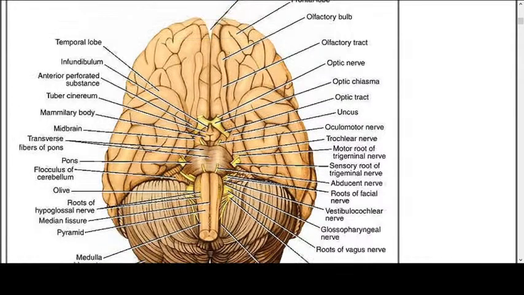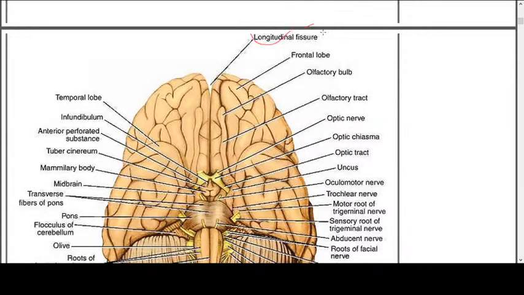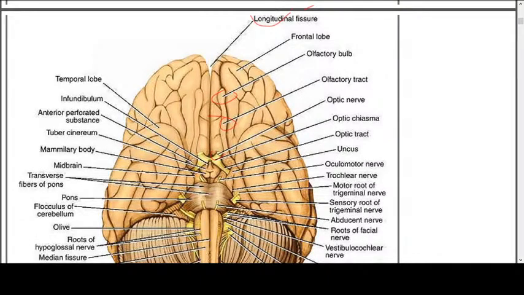So let's see the structures. This is the longitudinal fissure, this is the frontal lobe, this is the olfactory bulb, olfactory tract, this is the optic nerve. The optic chiasma must be right here. Okay, this one is the optic chiasma. The optic tract is just posterior to it. And these are the mammillary bodies. This one is the mammillary body, and this is the midbrain.